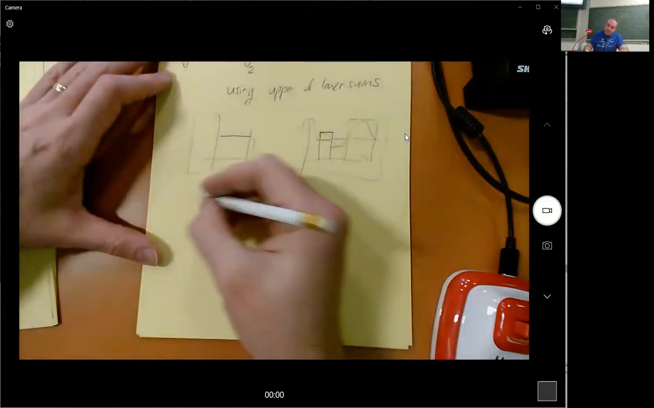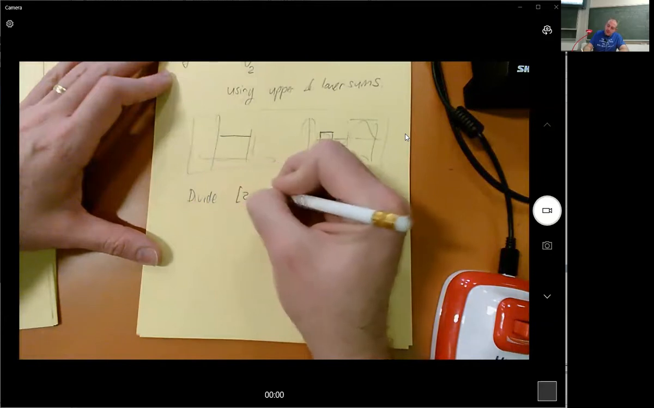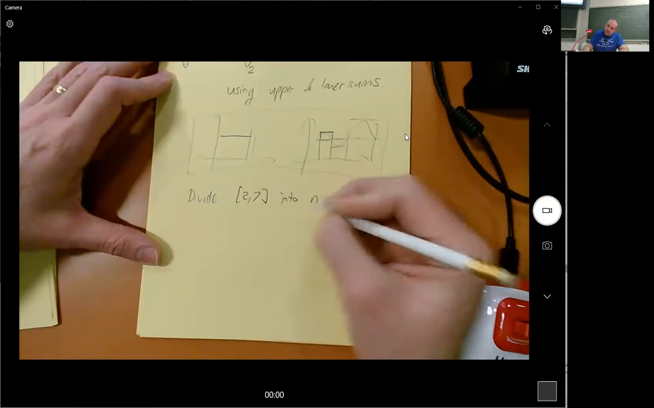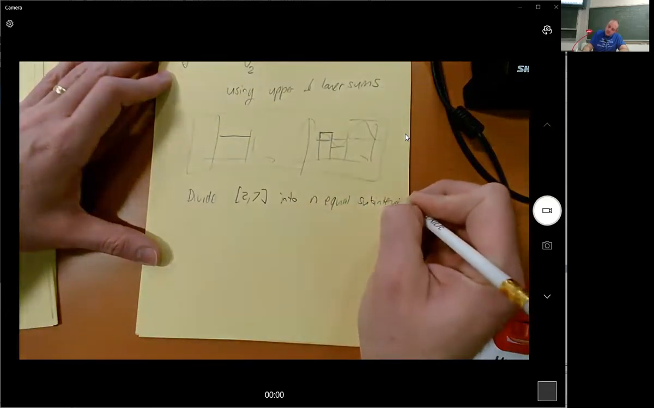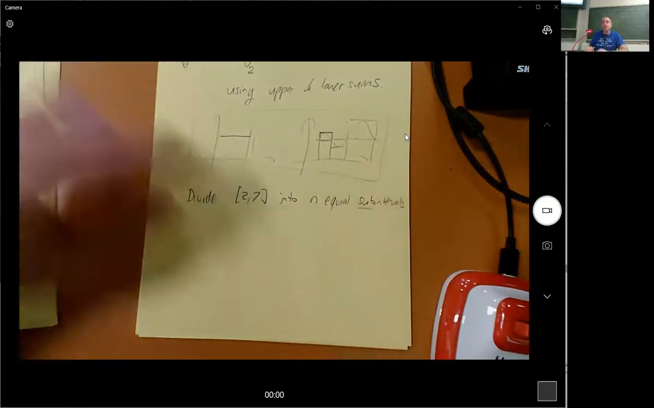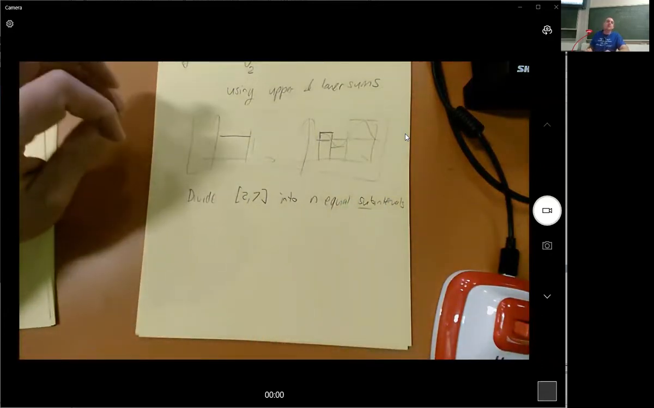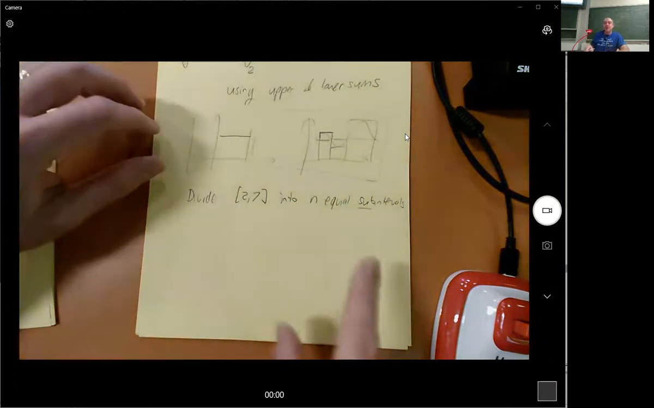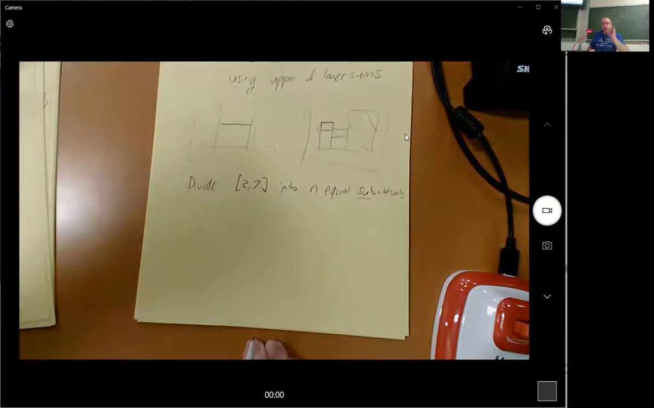So divide the interval from 2 to 7 into n equal subintervals. You notice the prefix sub there. Sub is what mathematicians use for a thing that's inside another thing. A subspace is a space inside a bigger space. A subinterval is an interval inside a bigger interval. Okay, so n equal subintervals.